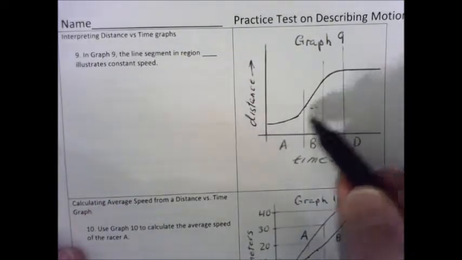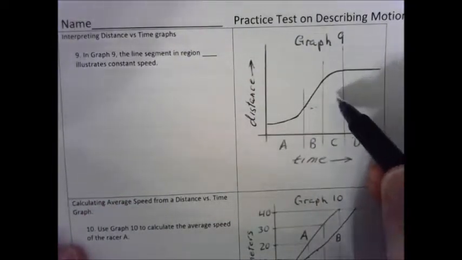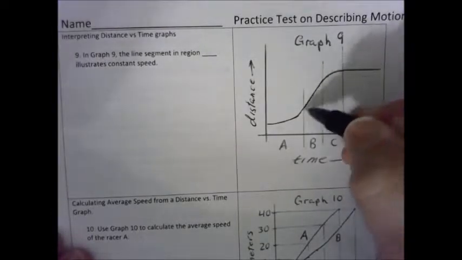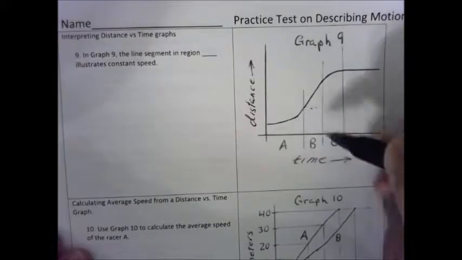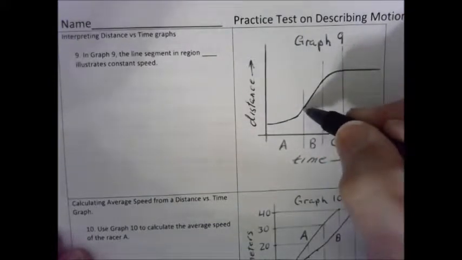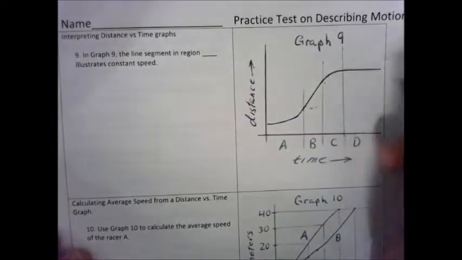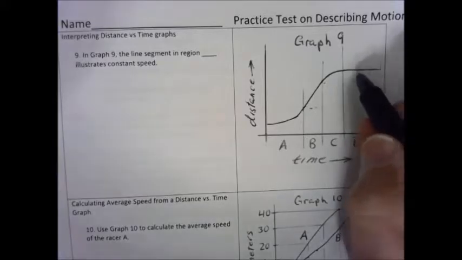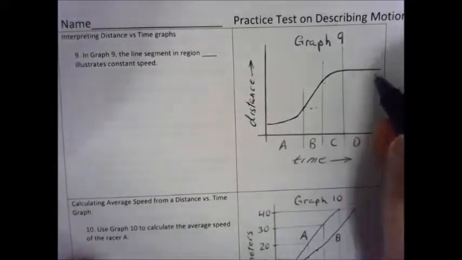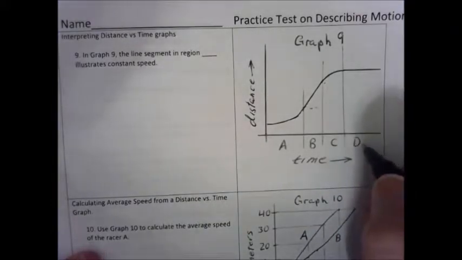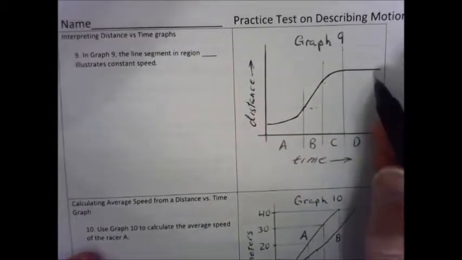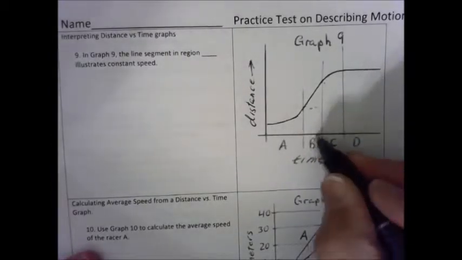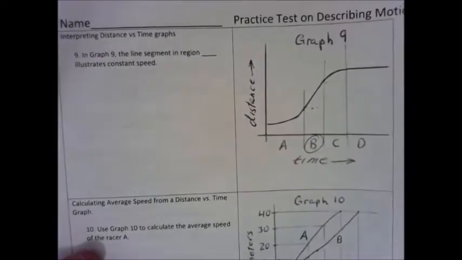On this graph, where is the object going a constant speed? Well, a constant speed is always where the line on a distance versus time graph is a constant slope. And that would be section B here. This is curvy, this is curvy. Now this is where the object isn't going anywhere. Is that a constant speed? Is a speed of 0 a constant speed? Well, I ended up having to accept that as an answer because I guess a speed of 0 is a constant speed, but what I was really looking for was region B.